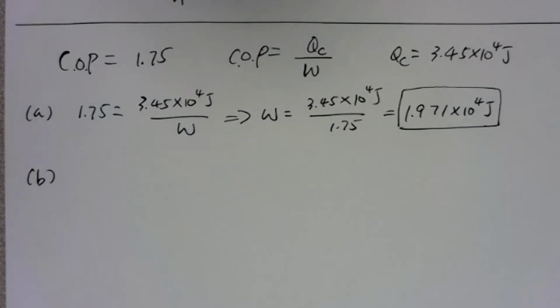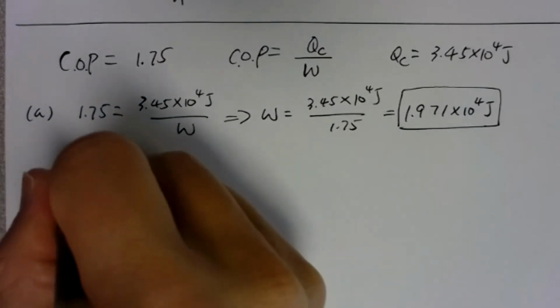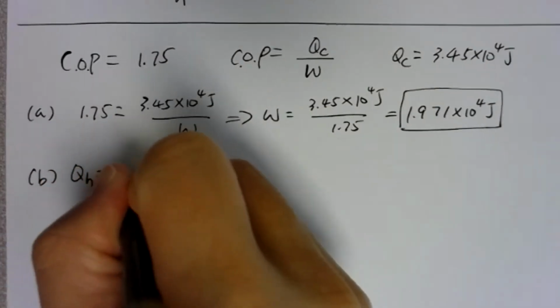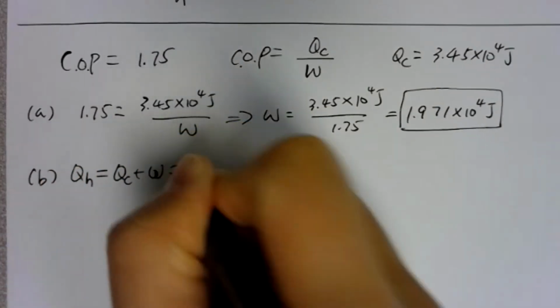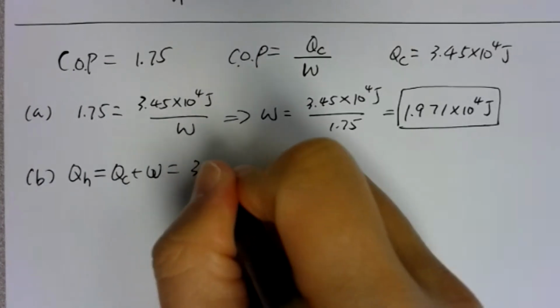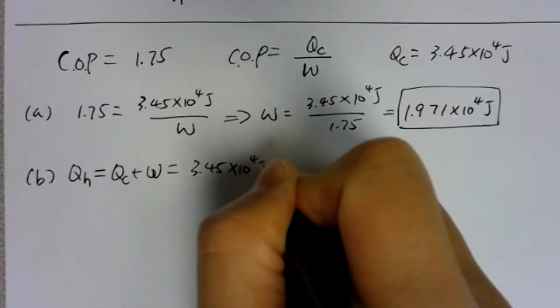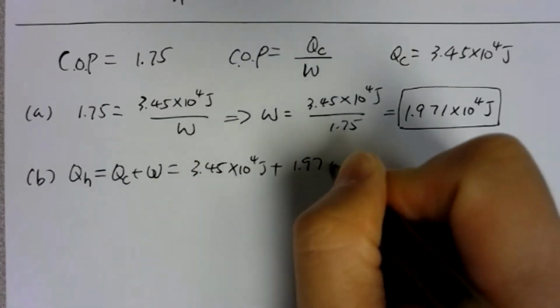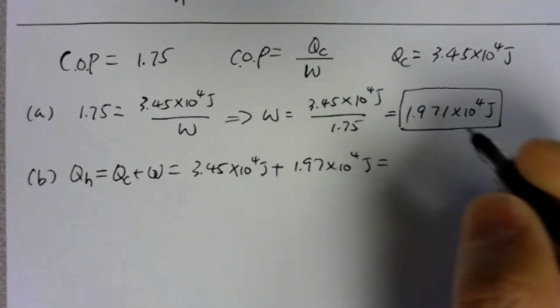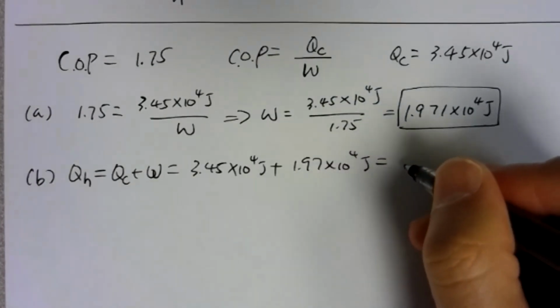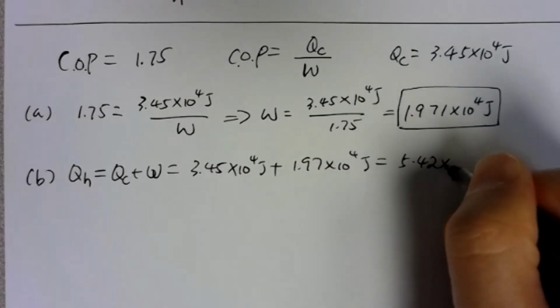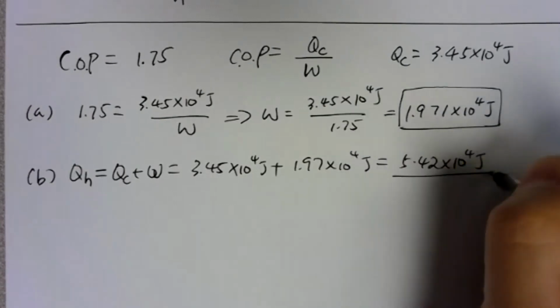B, how much heat does the refrigerator discard to the environment? So that's looking for QH. QH should be QC plus W. The two add up: 3.45 times 10 to the fourth plus 1.97 times 10 to the fourth, which gives 5.42 times 10 to the fourth joules.